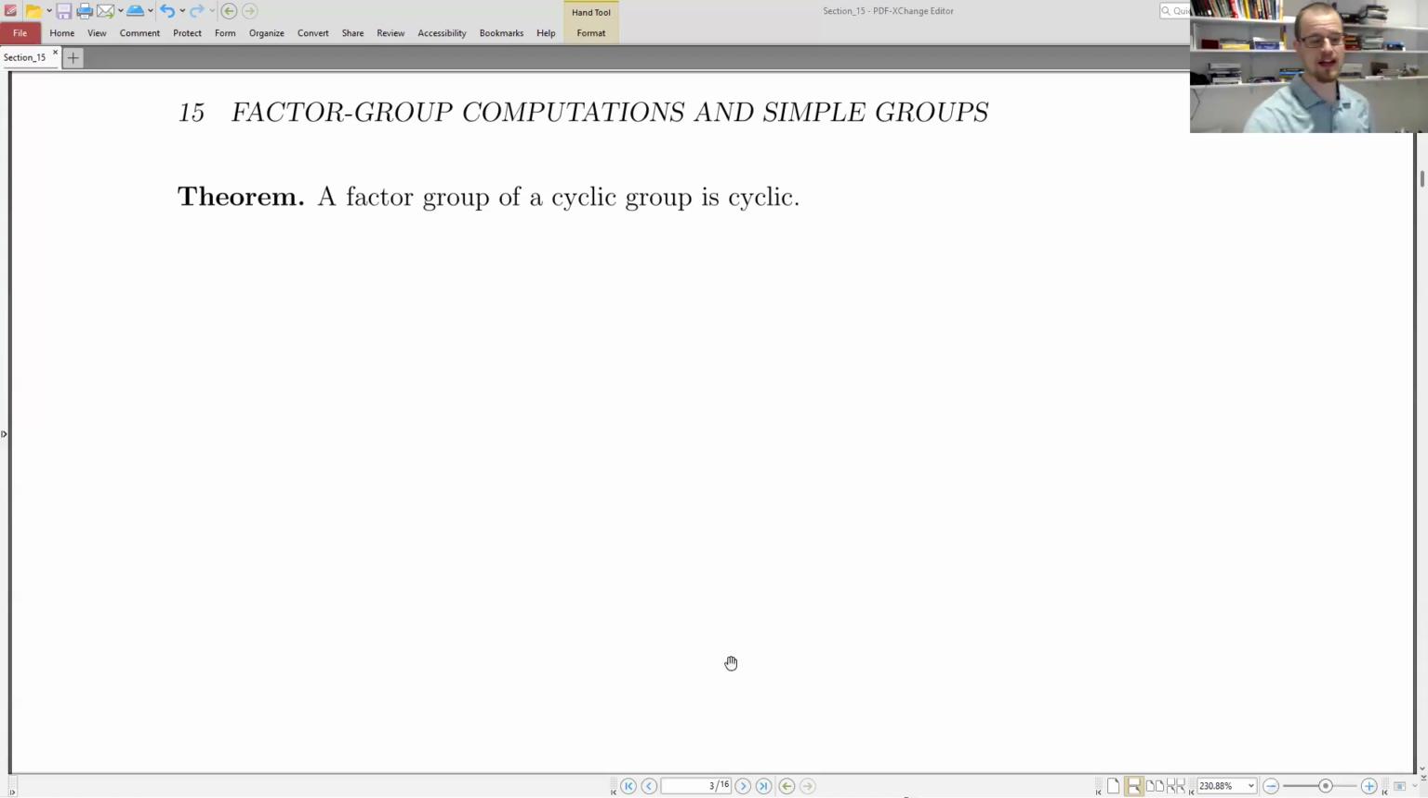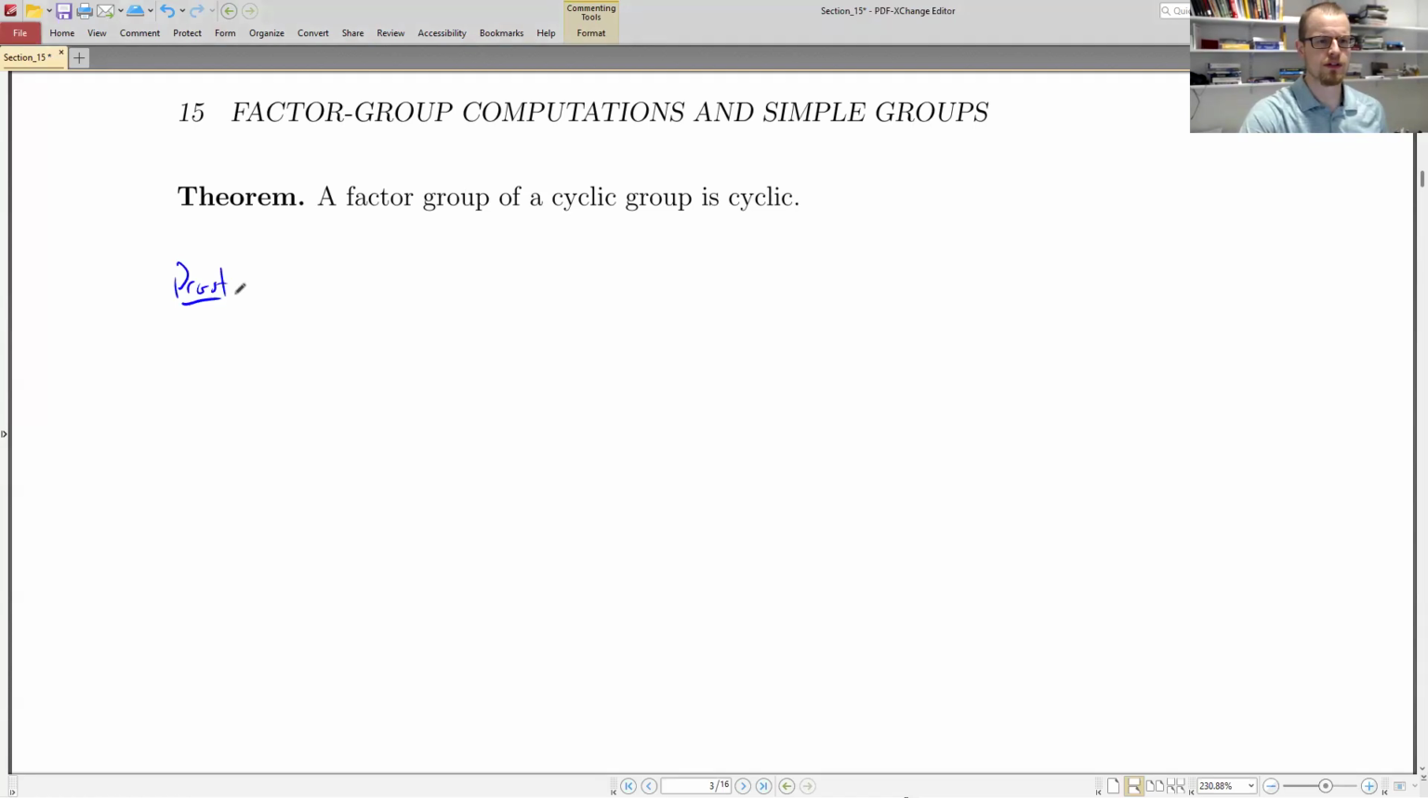Welcome to the office. We want to take a look at an example, essentially of working through some factor group computations, but in this case, we're going to state it as a theorem. So what we're taking a look at this time is regarding a cyclic group. If we have a cyclic group and we take a factor group of it, then that factor group is also cyclic, which is pretty simple to demonstrate, actually.